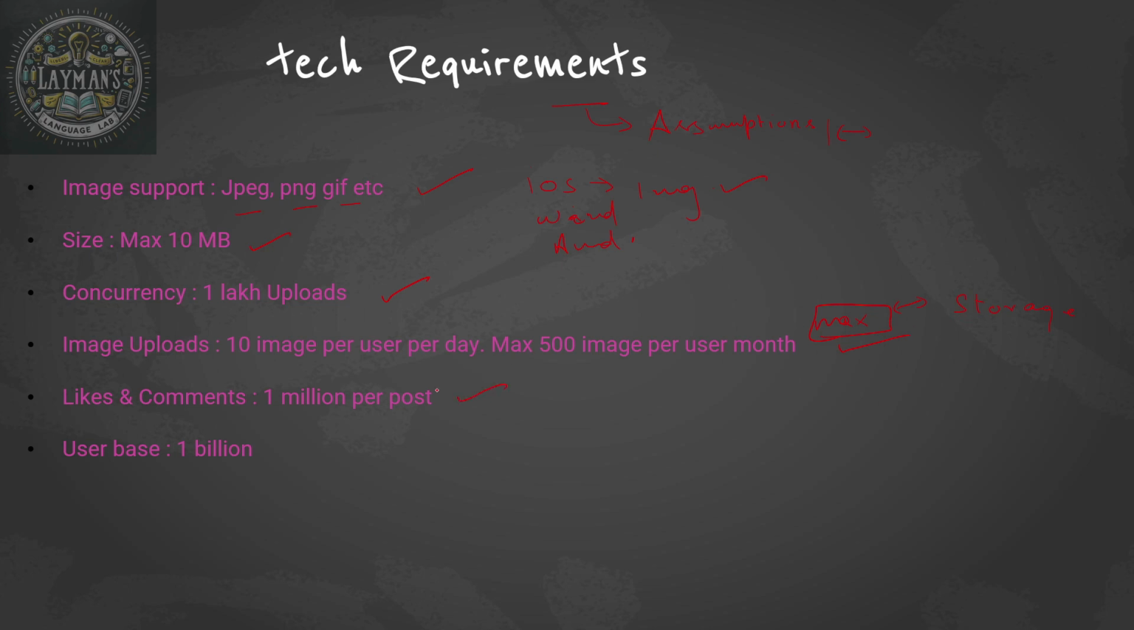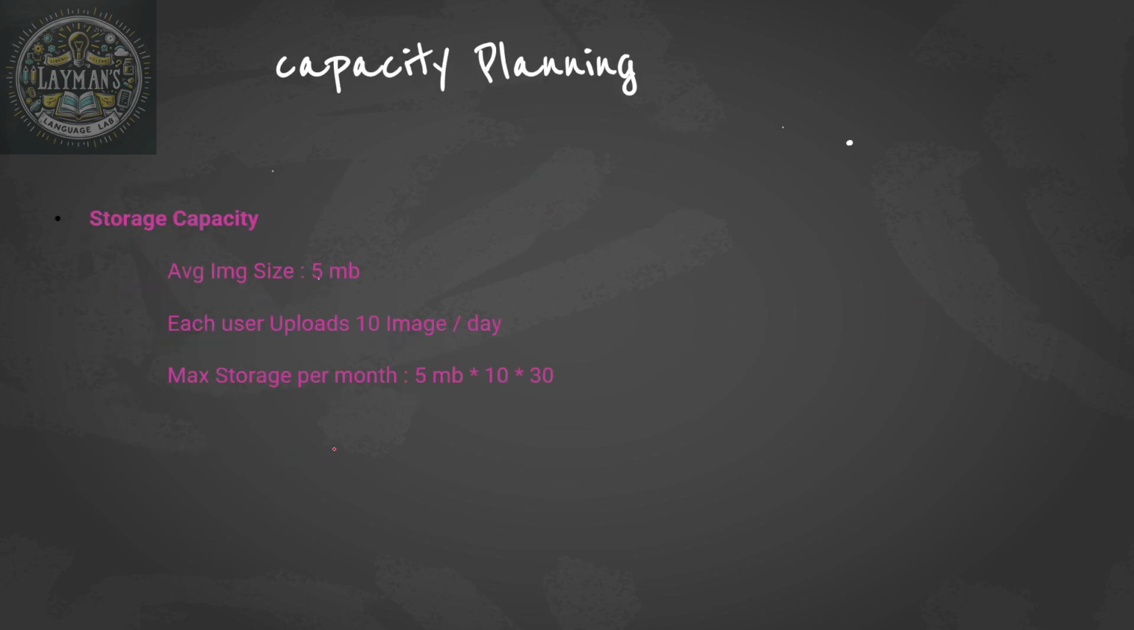And then likes and comments. Each post can have 1 million likes or comments. This is the max limit that we have, and then a 1 billion user base for now. Let's deep dive into the capacity planning. The major part in Instagram is the image storage. The storage involves image storage and also the relational database holding the information about that image, which can be called the metadata storage.